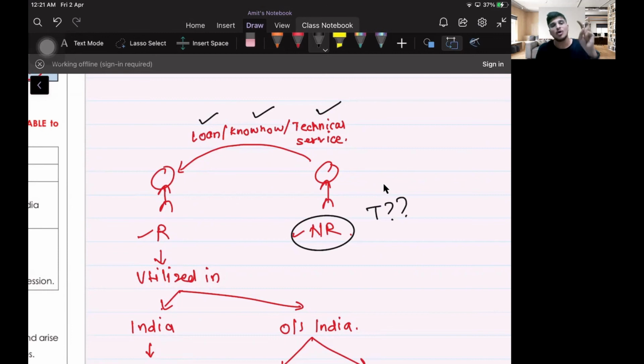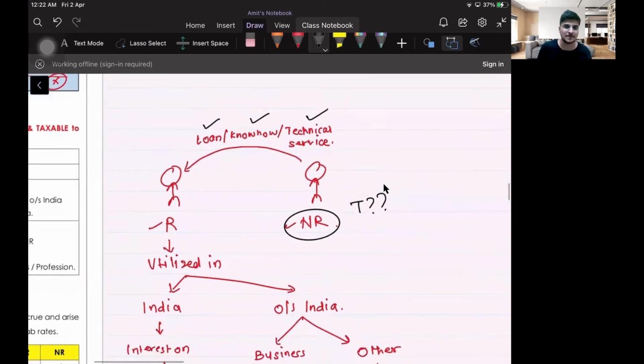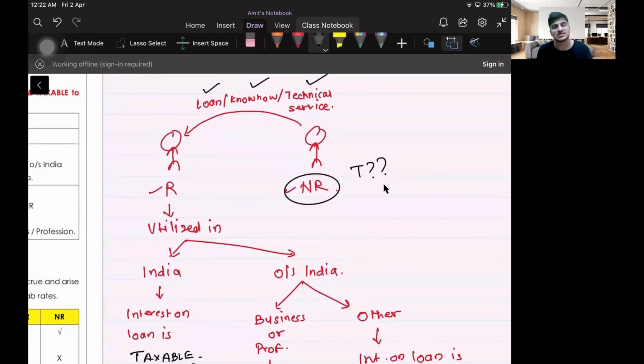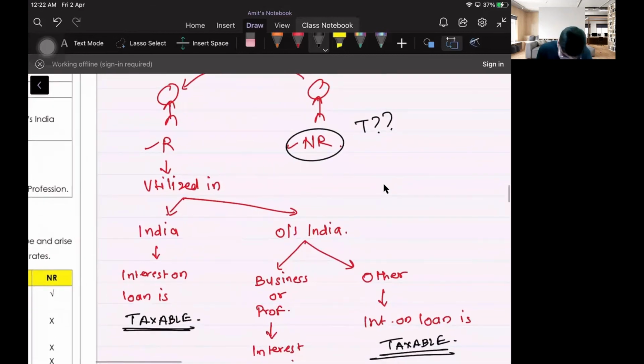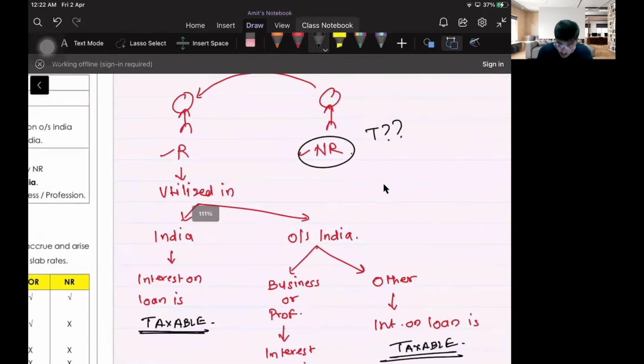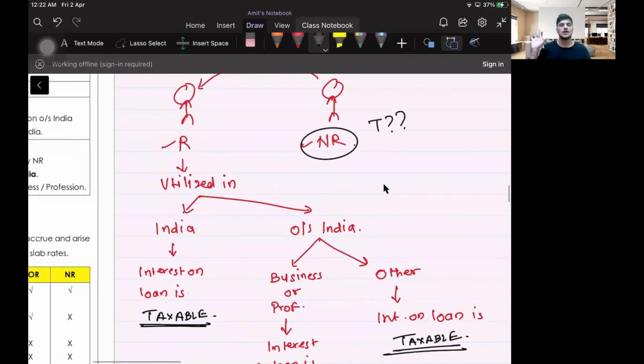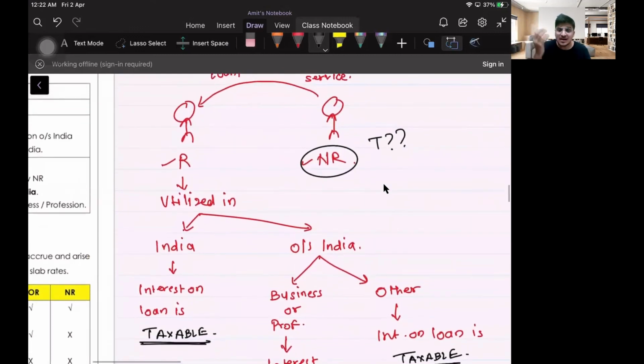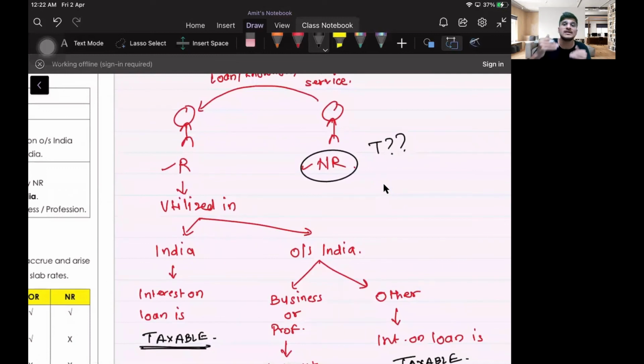Utilization of loan, know-how and technical service, ये resident कैसे utilize कर रहा है इस पे dependent होगा. The loan, know-how and technical services which are provided by non-resident to resident, if he has utilized it in India, अगर वो इंडिया में यूटिलाइज कर रहा है तो इंटरेस्ट है, रॉयल्टी है या एफटीएस है, वो ये नॉन रेसिडेंट के लिए टैक्सेबल होगा. Basically, income of a non-resident, whether it will be taxable or not, it will be dependent upon the utilization done by the resident.